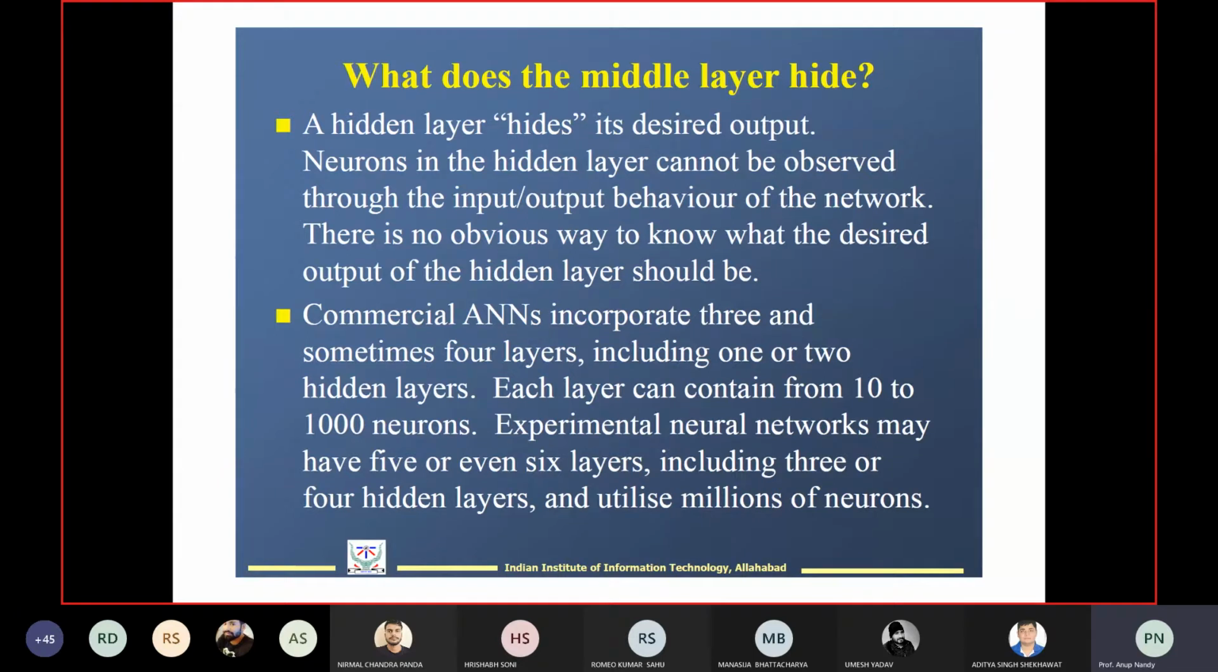Now you'll be interested to know how many hidden layers you can use in your case. Whenever the NN is used from a commercial perspective, a commercial NN incorporates 3 or sometimes 4 layers. The more hidden layers you increase, the more computationally intensive it becomes, because you need to first train this network model. For this training it takes time.